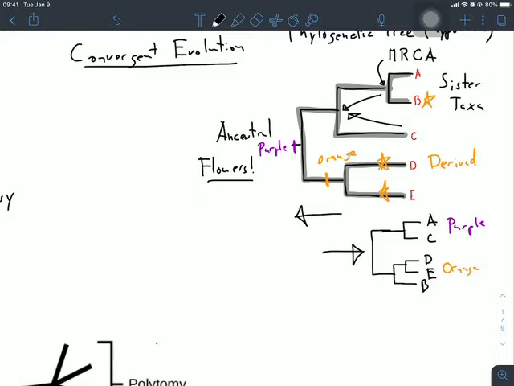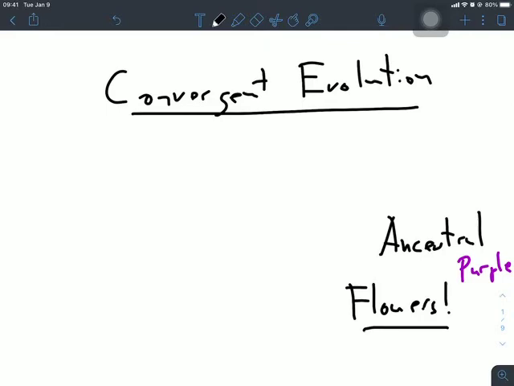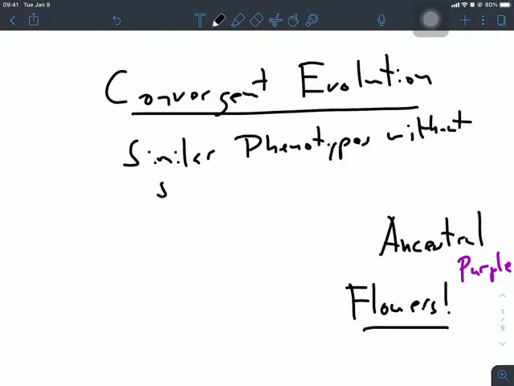Because all these trees of life are trying to capture things that happened before humans were a species on planet Earth. And while we can't go back in time, we can look at the evidence that time has left us to try to construct a better tree of life. So cases of convergent evolution are where we see similar phenotypes without shared ancestry.